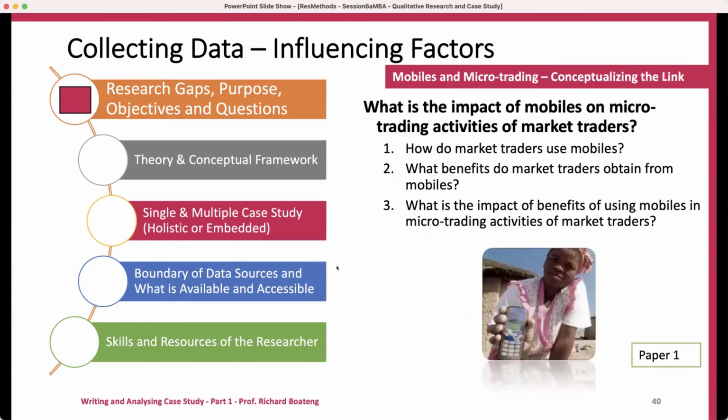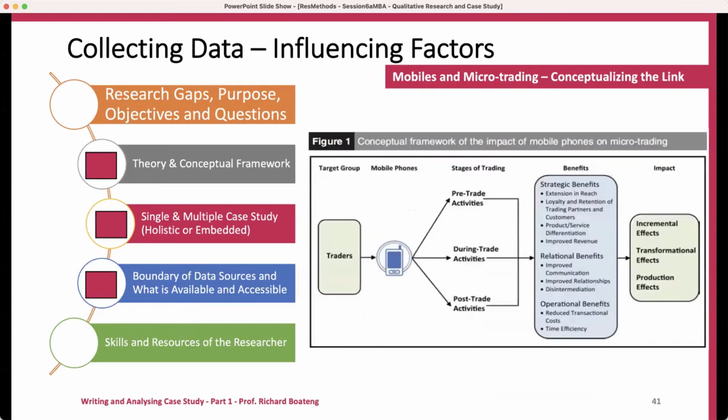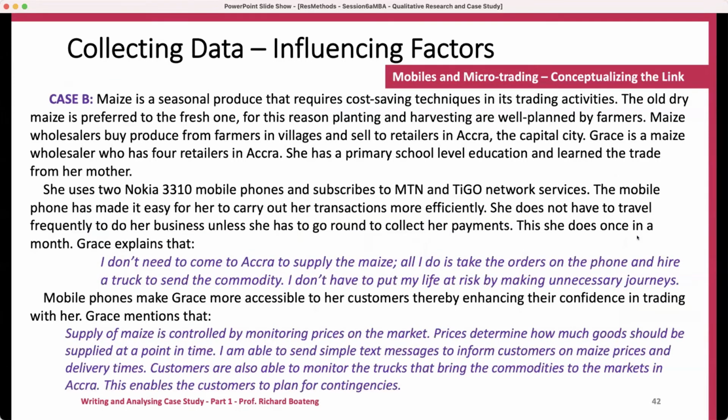Okay, so in a nutshell, look at this one. What's the impact of mobiles on micro trading? So the questions are well outlined there. When the questions were outlined as the leading research questions, it led to the development of a conceptual framework in which we said that mobile phones are adopted by the market, with demand for different types of trade activities, leading to benefits and impact. So it gives you a case like this. The first paragraph is the case background, the rest is the phenomenon of study, with the quotations showing that you were in the field and collected the data.